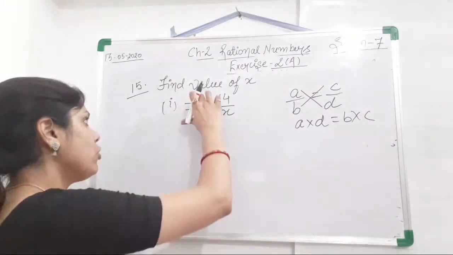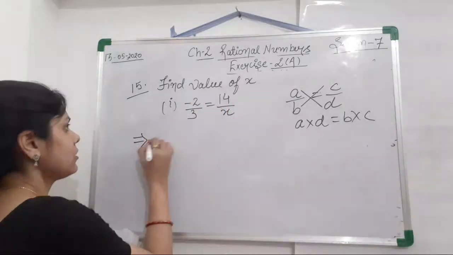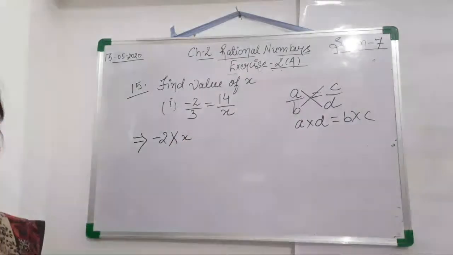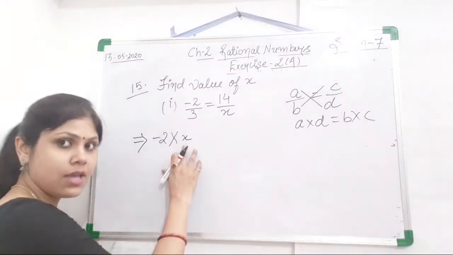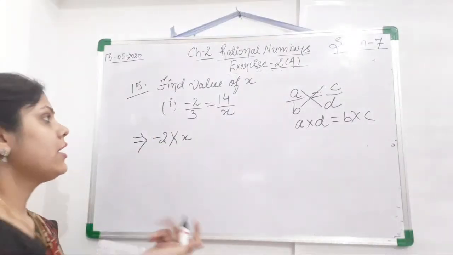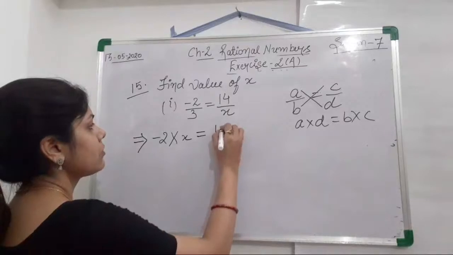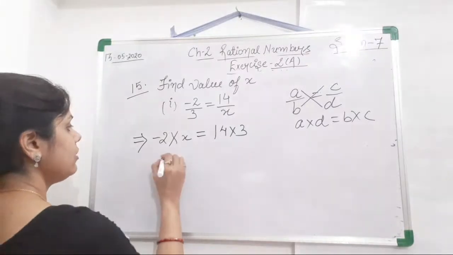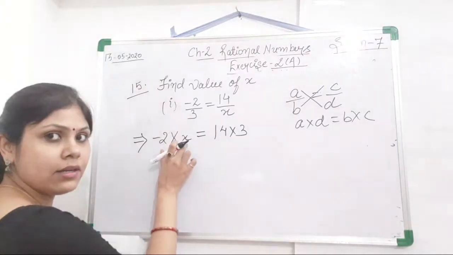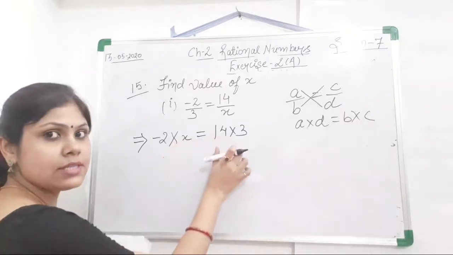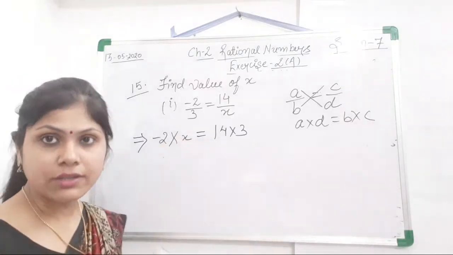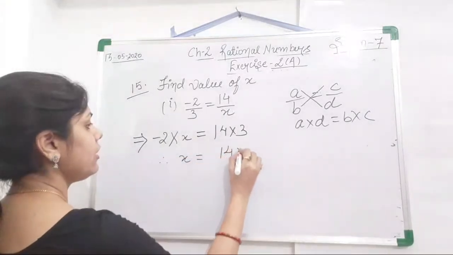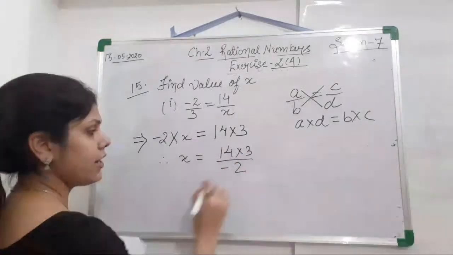Now you will multiply minus 2 into x. Don't get confused. Whenever you write x, write it like this, and you know how to write the multiplication sign. Minus 2 into x is equal to 14 into 3. Now, because this is multiplied here, when it goes to this side it becomes division. So x is equal to 14 into 3 upon minus 2.